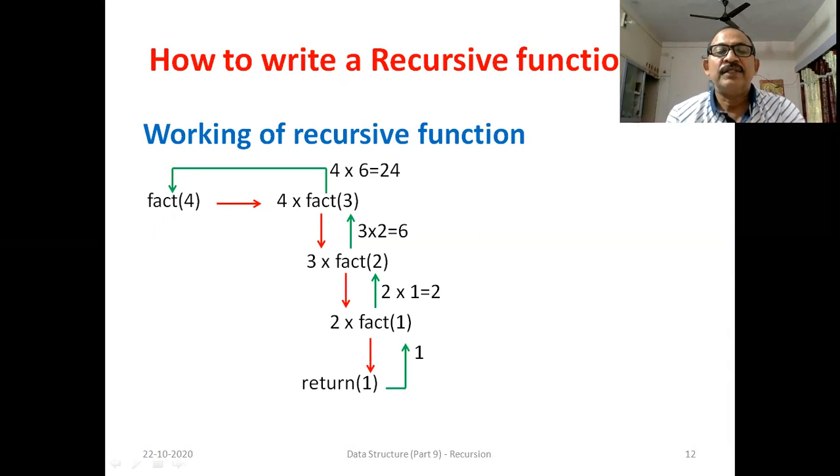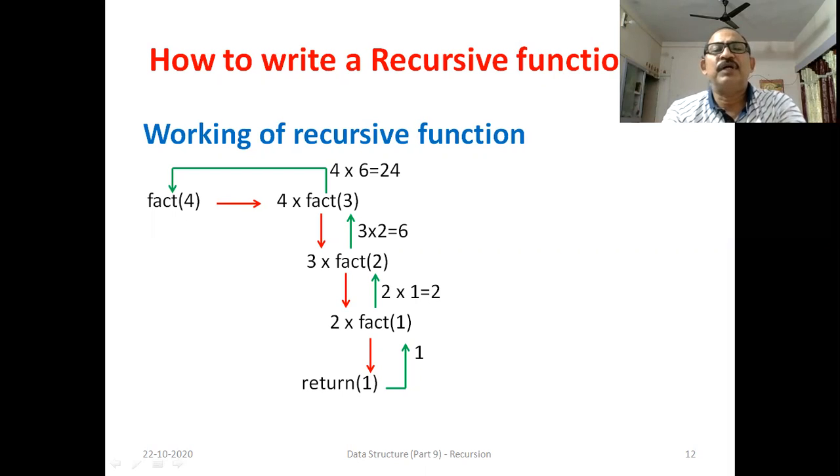Now, next step, combining the results: 2 multiplied by 1 is equal to 2. Okay, this value 2 is returned to the calling place of the function. And what is the calling place of 2 into fact 1? It is fact 2. Now fact 2 receives the value 2. 3 into 2 is multiplied, and this is equal to 6, which is returned to the calling place of fact 2. And what is the calling place of the fact 2 function? It is fact 3.